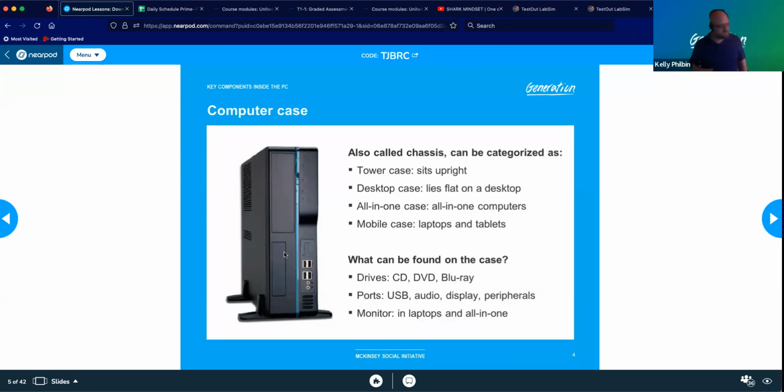Also in the front, you'll see some USB, as we just talked about. These are 2.0 Type A, and then some audio components, as you can see down here, which would use the 1/8 inch jack.